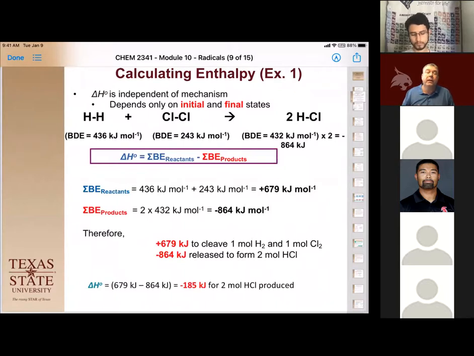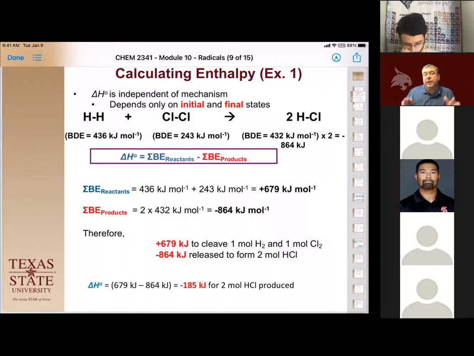So let's say we have a radical reaction where we go from one equivalent of hydrogen molecule, diatomic hydrogen, and one equivalent of chlorine molecule, diatomic chlorine. By a radical reaction, we break them apart and switch partners such that we have two equivalents of HCl. Whenever we calculate the enthalpy of the reaction, the total change in enthalpy is equal to the sum of all the bond dissociation energies of the reactants minus the sum of all the bond dissociation energies of the products.